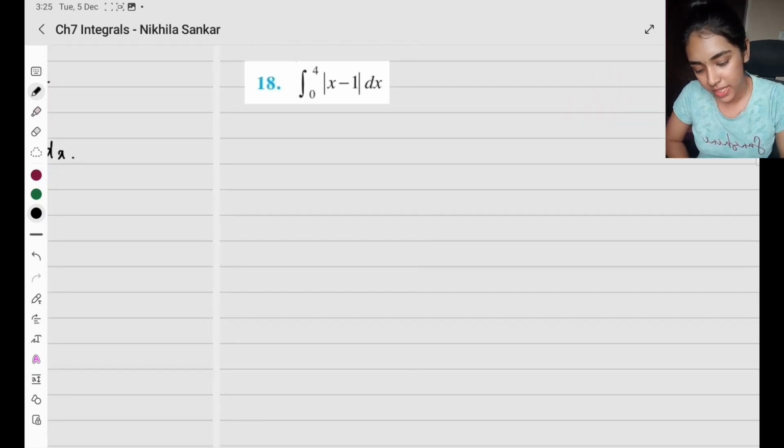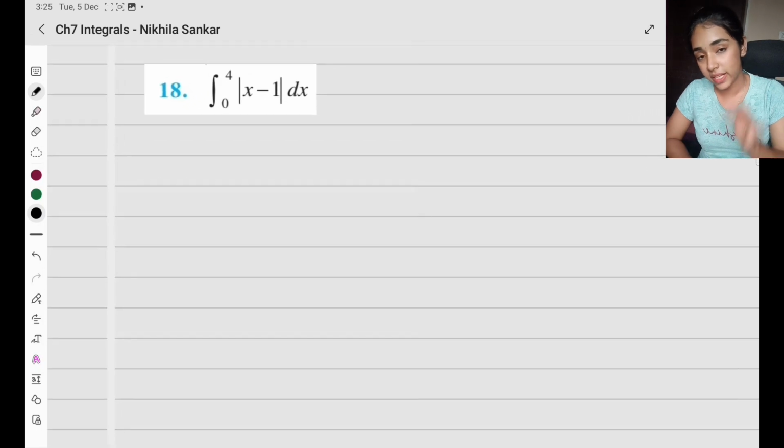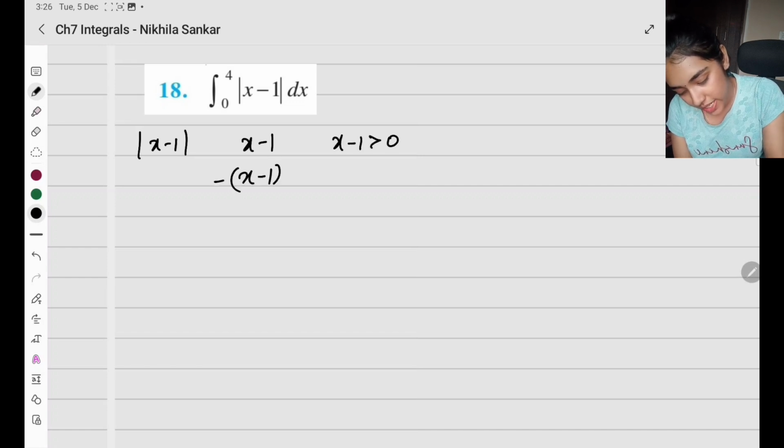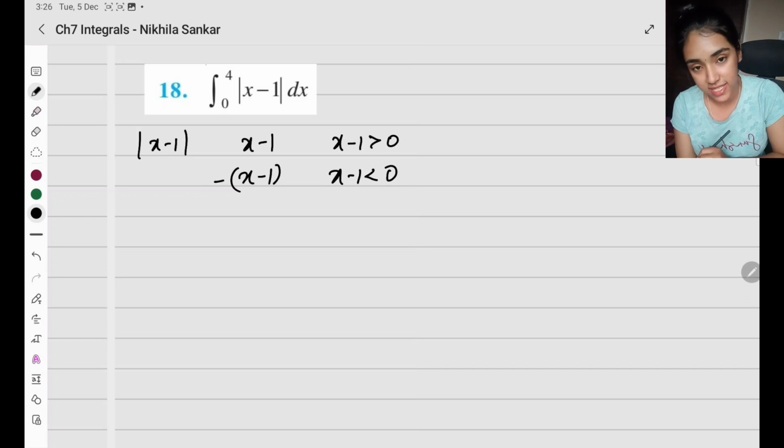Question number 18. So I have 0 to 4 but I have a modulus symbol. So what does the modulus mean? x minus 1 is positive and negative when x minus 1 is greater than 0 and x minus 1 is less than 0. Okay, we just solved a modulus function. x greater than 1 and x less than 1.